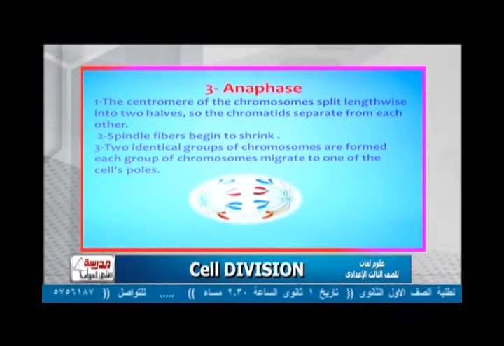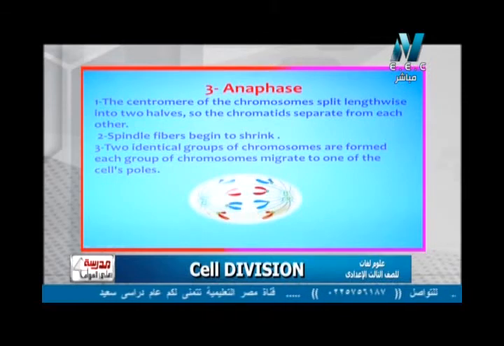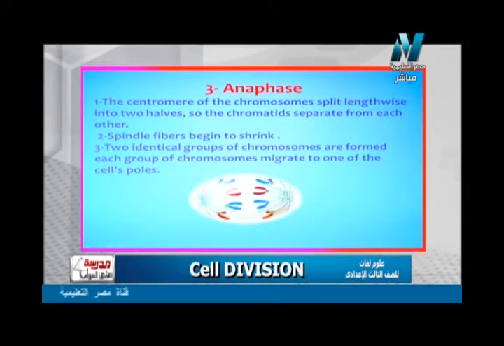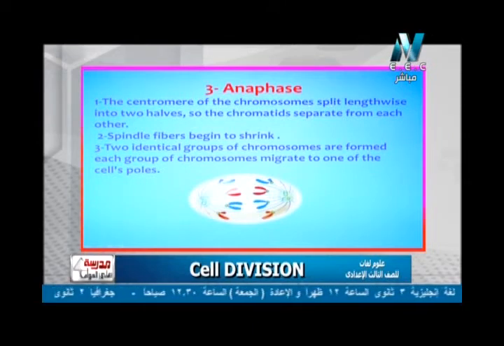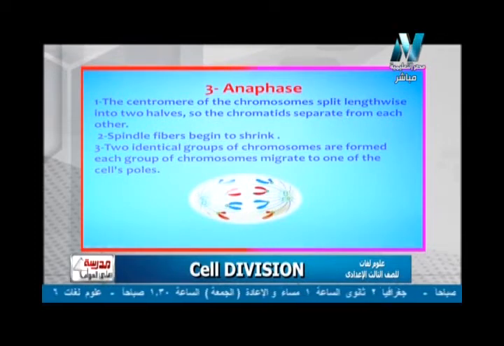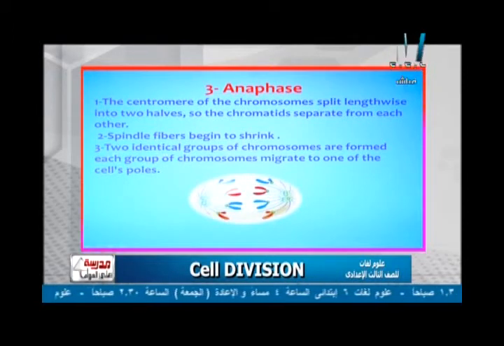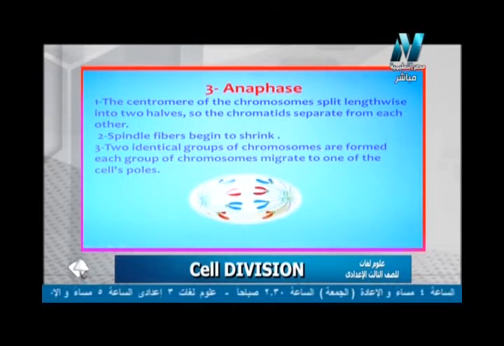طيب احنا قلنا الكروموزوم عبارة عن 2 كروماتيد، يبقى لما بعمل له splitting into 2 halves هيبقى 1 chromatid to the right and the other chromatid to the left, each one connected to the spindle fiber which decreases or shrinks to pull it in this pole and this pole. طيب in this phase what will happen؟ هلاقي group of chromatid رايحة in one pole, group of chromatid رايحة on the other pole. يبقى centromere of the chromosome split lengthwise يعني into 2 halves. So the chromatids separated from each other. Number 2, spindle fiber begins to shrink to pull in each pole. 2 identical groups of chromosome are formed.